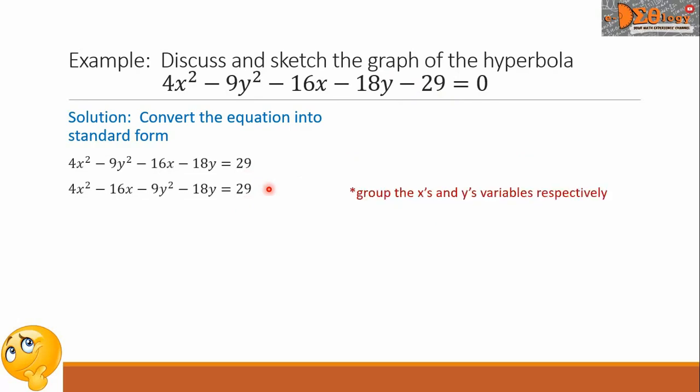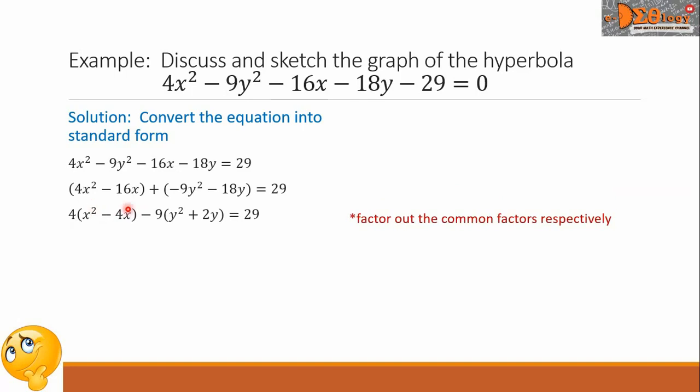Next, we are going to group the x and y variables respectively. So the first two terms here are the x variables, while the last two terms of the left side are for y variables. Let us put them inside a grouping symbol. And from here, let us factor out the common factor, respectively. For the x group, the common factor is 4, so we factor it out. And for the y group, we factor out the −9.